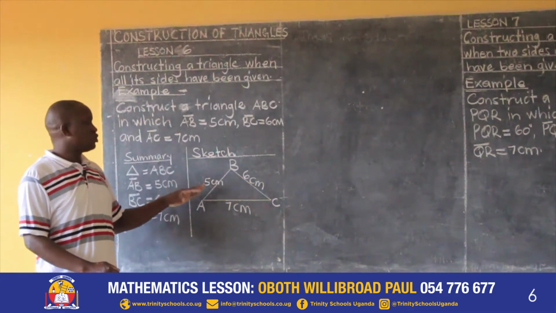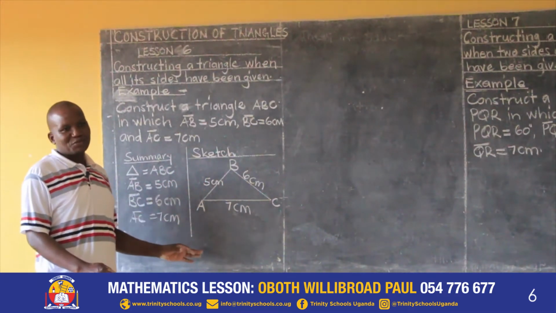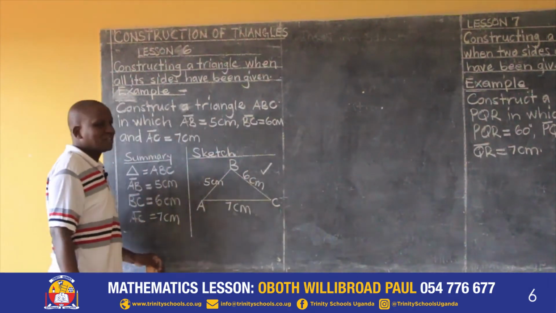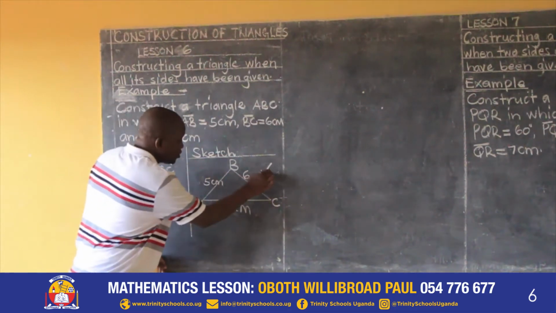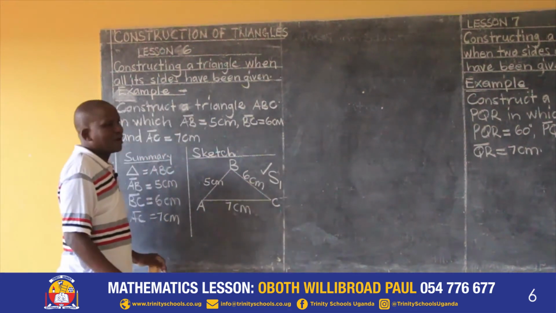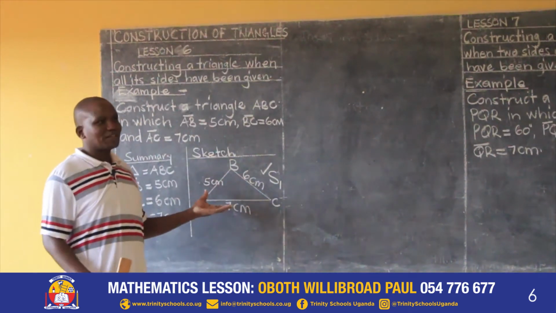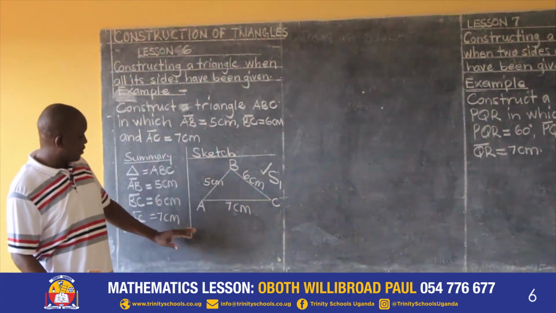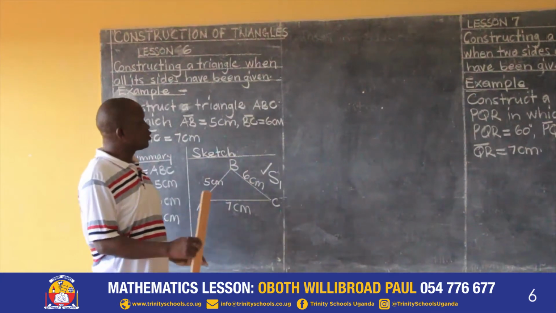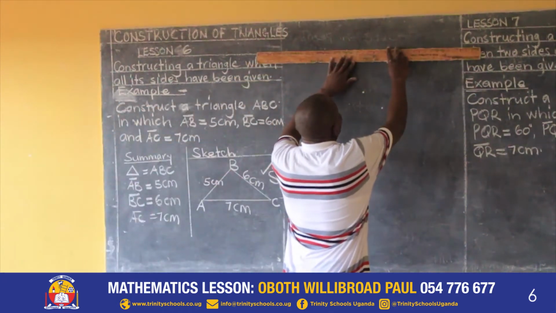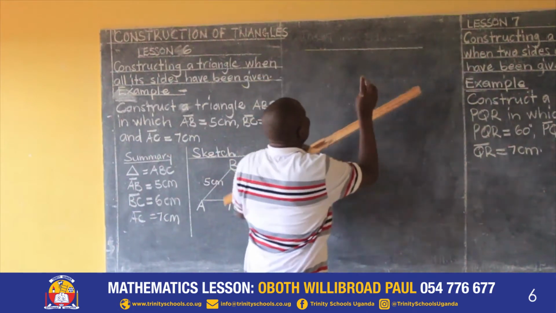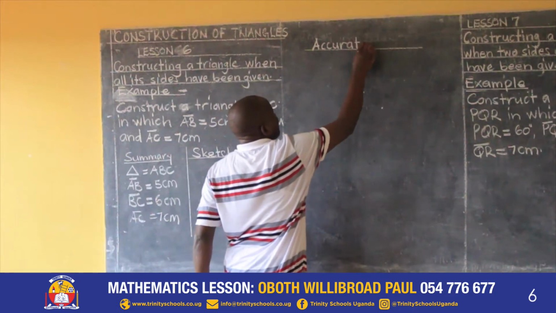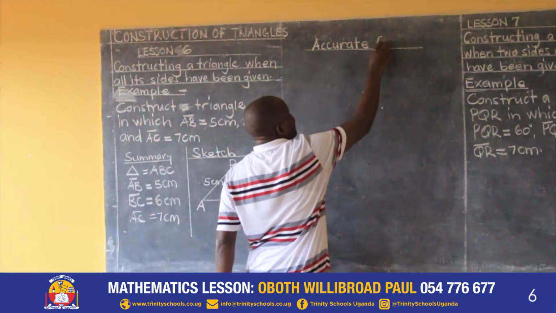Now, this being a sketch, much as we are calling it a sketch, don't make it very rough, because it earns you a mark. Whenever a sketch has all the information needed, it earns you what we call the S1 mark. So you can see how free marks flow in geometry. After we have made our sketch, and everything is okay, we now go to the accurate diagram. Our next step will be accurate construction, or accurate figure.